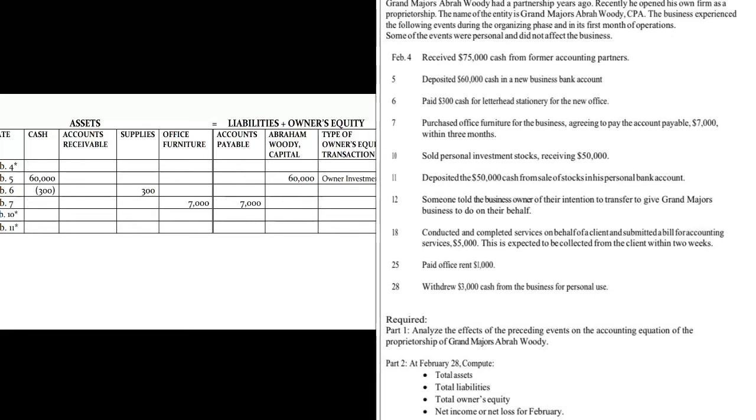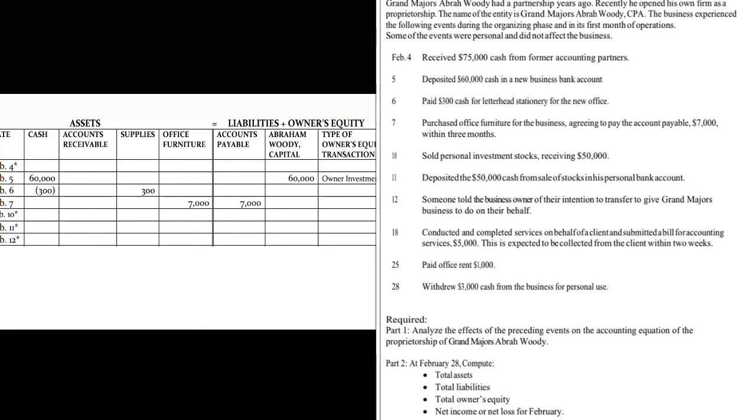February 12th, someone told the business owner of their intention to transfer to give Grand Major's business to do on their behalf. Okay, this is good. We had some typo there, but I think we get the essence of it. Essentially, someone said they're going to be doing business with you. That's good and dandy, but have they done it? Did a transaction happen? No. So therefore, there's nothing to record. There's nothing to have an effect on the business. This is just someone saying out of their mouth, I am going to conduct business with you. Until they do a transaction, until they give you some money, or until you carry out a service or give them a product, that would not affect the accounting equation. So February 12th, nothing again.